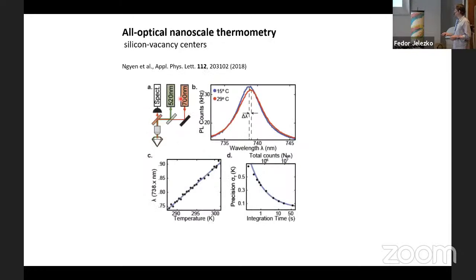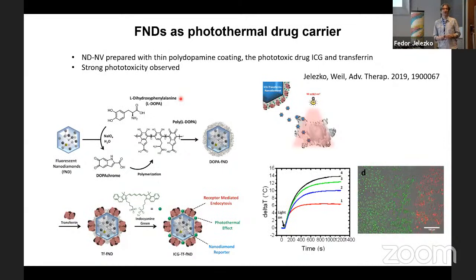Right, and finally, if you think about nanodiamond as a platform, it can be not only a sensor, but also a device to carry drugs and be active in making chemical reactions activated in a cell, and then measuring the effect of this. So it can be a drug carrier and the sensor in one.